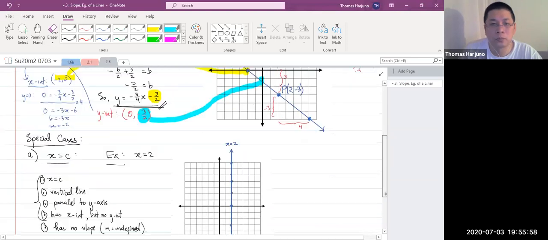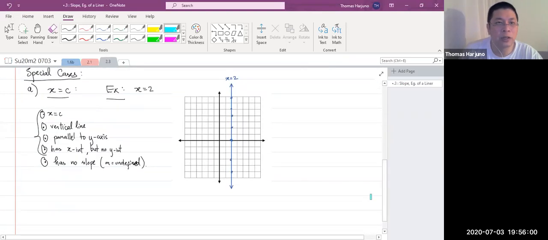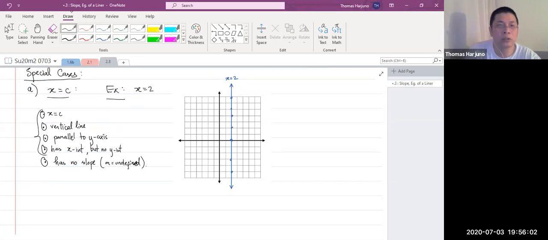Now, going back to these special cases, for x equals a constant, you will have a vertical line parallel to the y-axis. It has an x-intercept but no y-intercept, and has no slope. Part B.